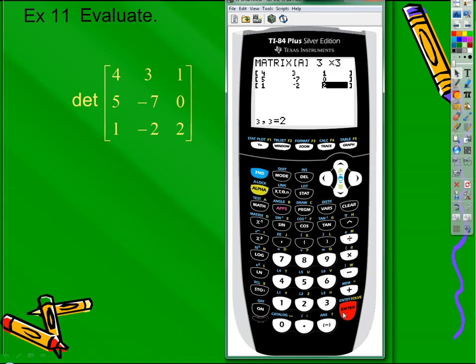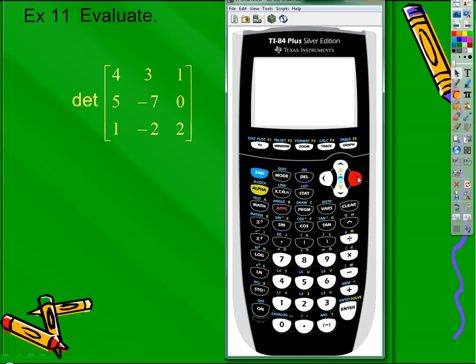Get matrix A in there, let's quit. We want to get out of the edit screen. So we built that matrix, okay? Now we'll go back to the matrix screen, and we're going to scoot over to the math menu. The math menu is where we can do all kinds of operations on matrices.